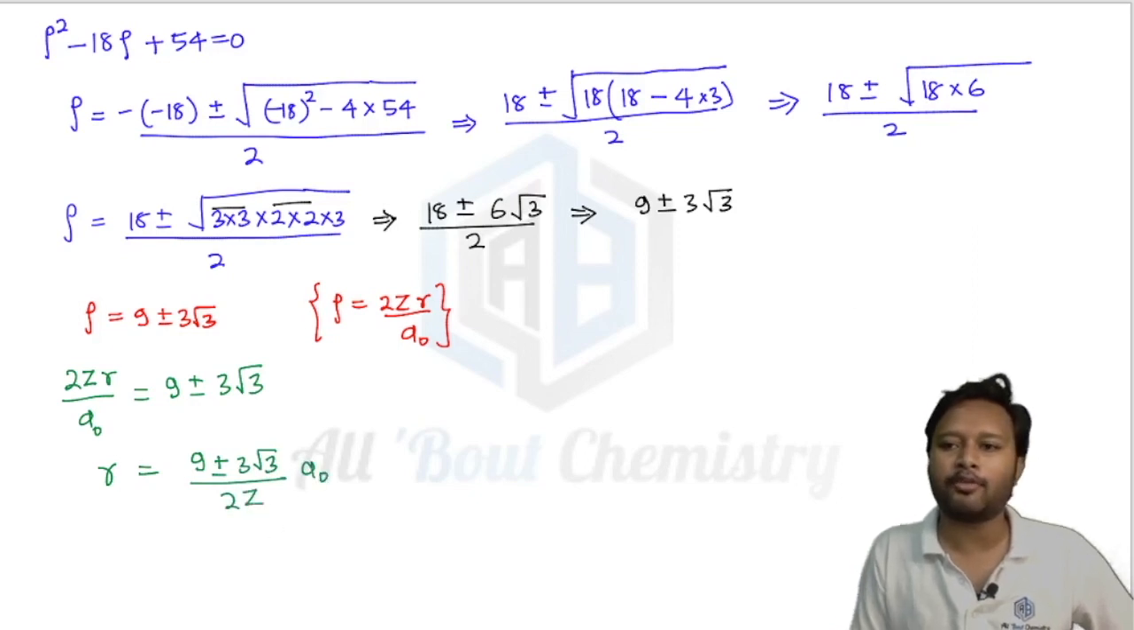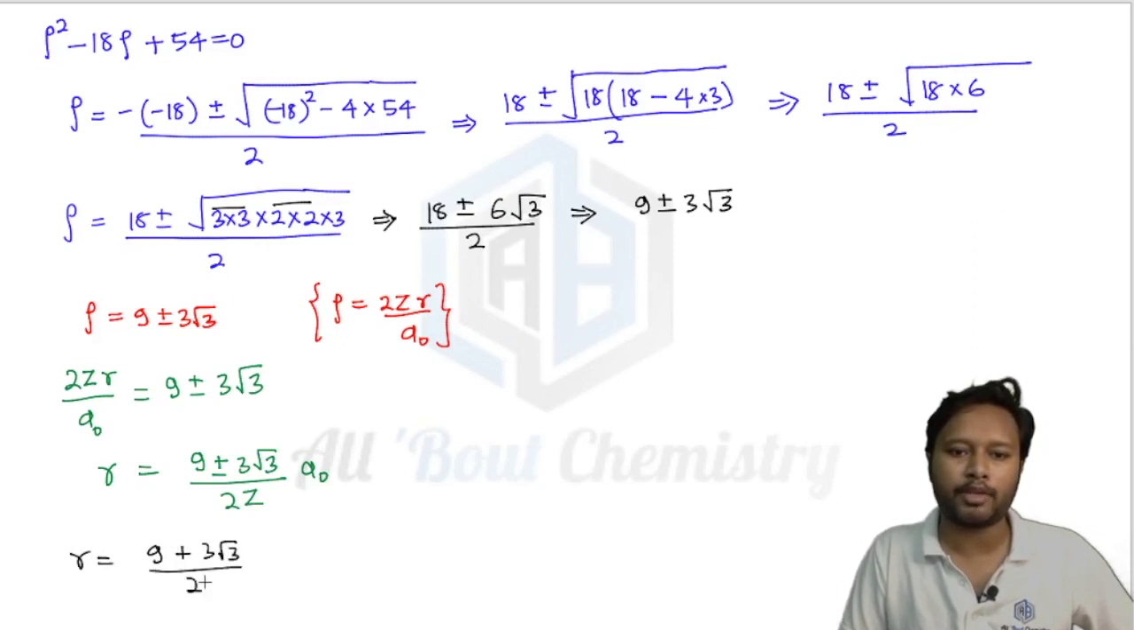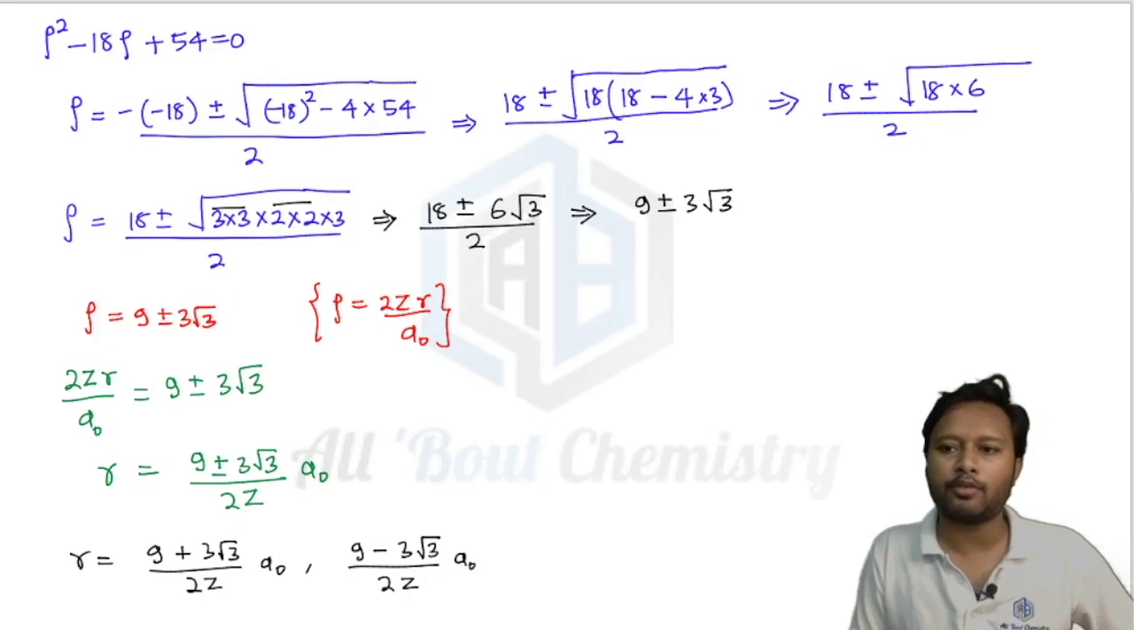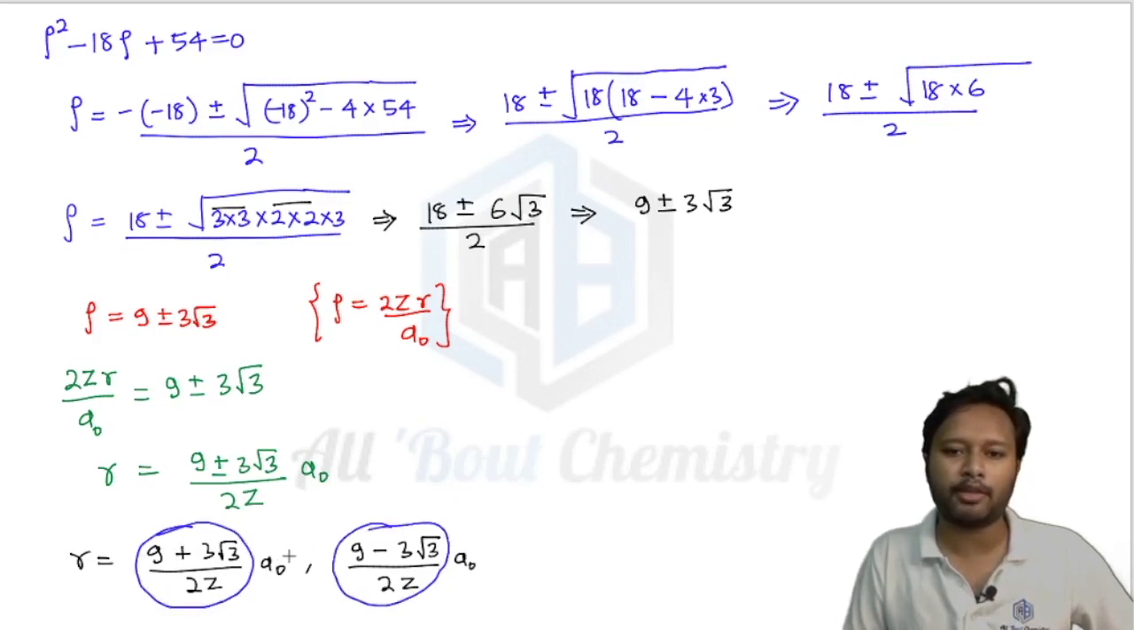So the two values of r which you got are these. You got r equal to 9 plus 3 root 3 upon 2Z a naught, and the other one which you got is 9 minus 3 root 3 upon 2Z a naught. So the question was that you have to tell the values of radial nodes in terms of a naught. One value of radial node will be this, the other value will be this. So you got two values of radial nodes, and that's what will be your correct answer.